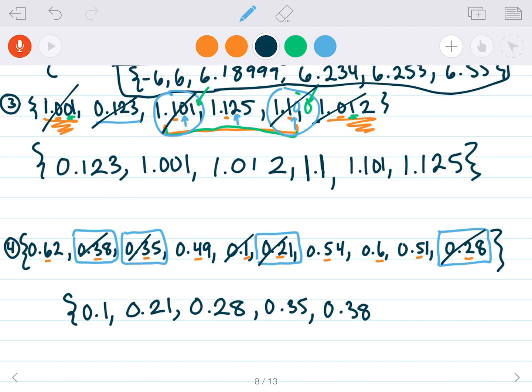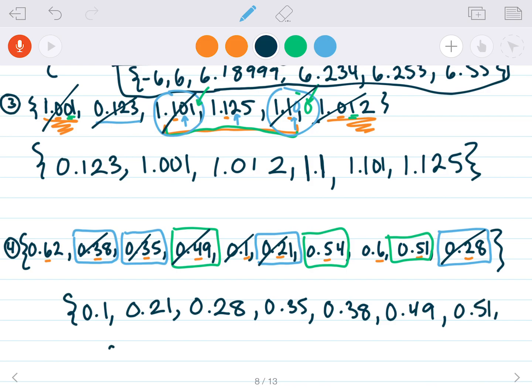All right, the next largest number is going to be 4, and there's only one of them. So we know that one has to come next, 0.49. Now we move up to 5, and so this one has a 5, this one has a 5. The one with the bigger number in the hundredths place is this guy. So the smaller out of the two is this one, 0.51. So we have 0.51 comes next, followed by 0.54.